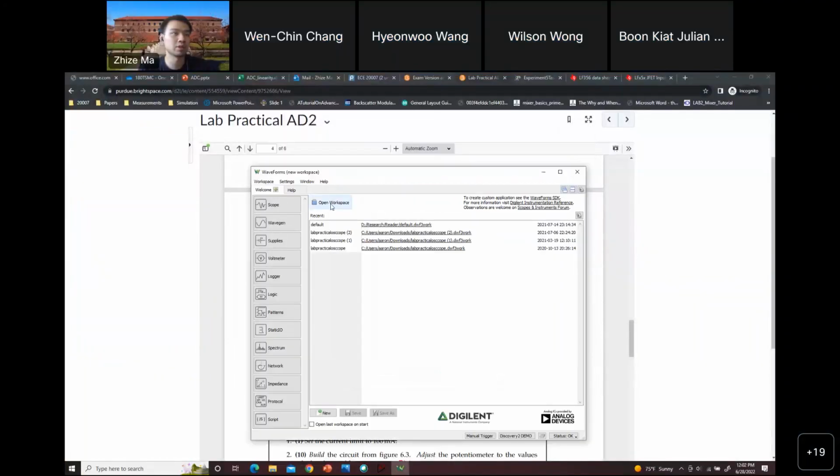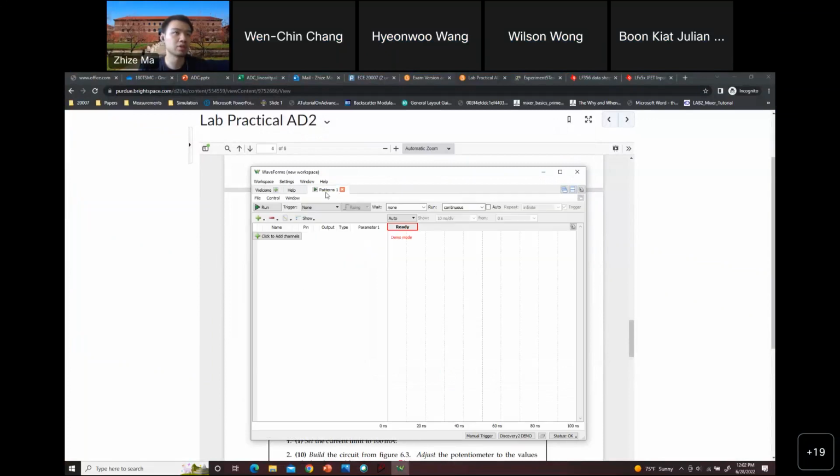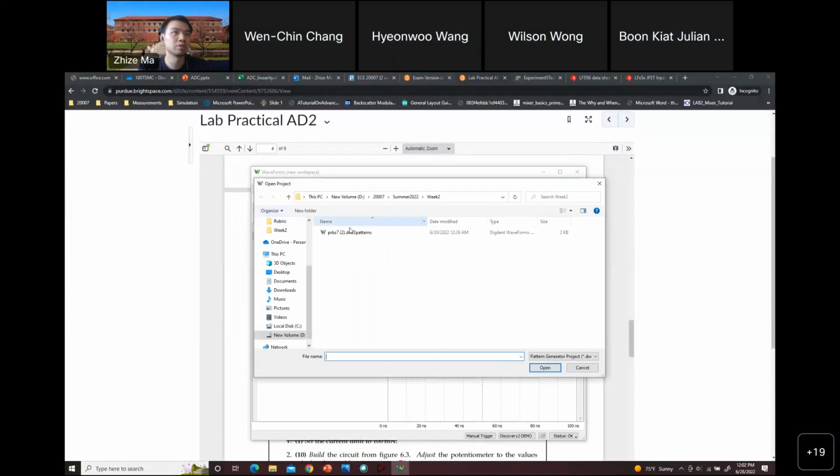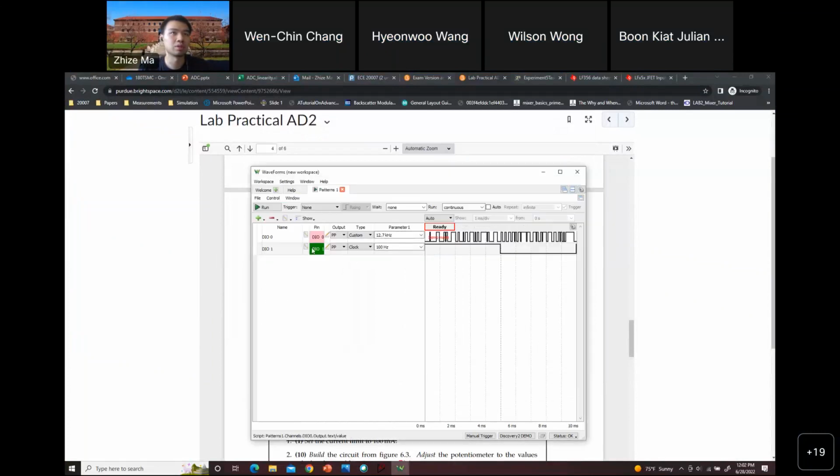Let me show this. Okay, so this is your waveform. Okay, so the mystery signal. You will need to open your function, this pattern. After you open the mystery signal right here, there are 2 pins.